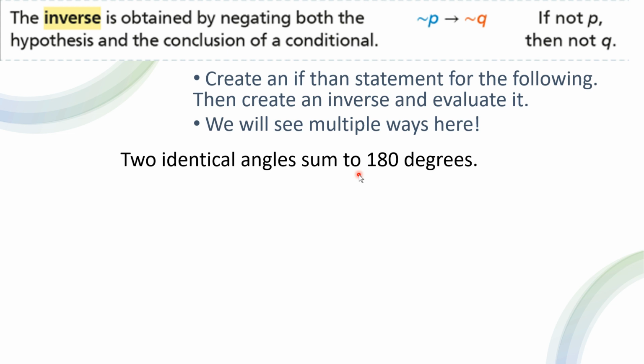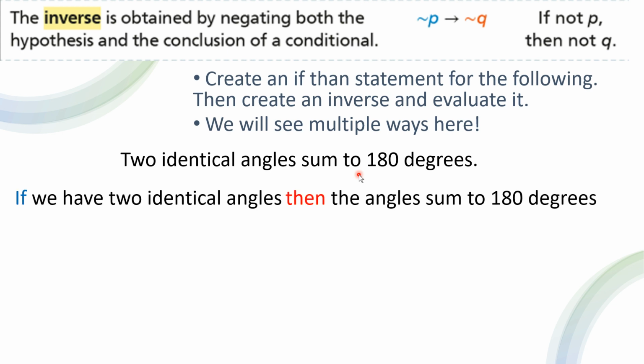So there's plenty of different ways to go through this one. You have to kind of string it together. So create an if-then statement for the following, and then create the inverse and evaluate. Two identical angles sum up to 180 degrees. We should know this because it only applies to a very unique case, actually.